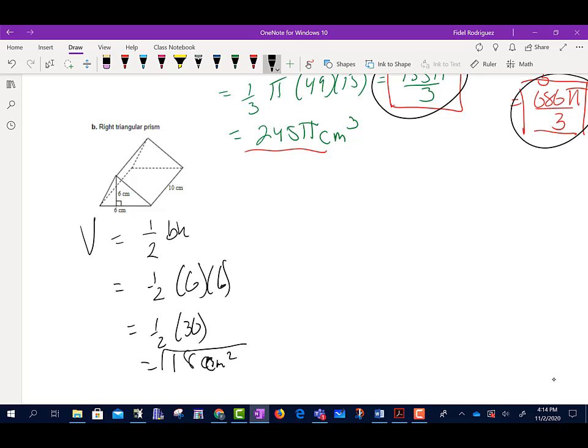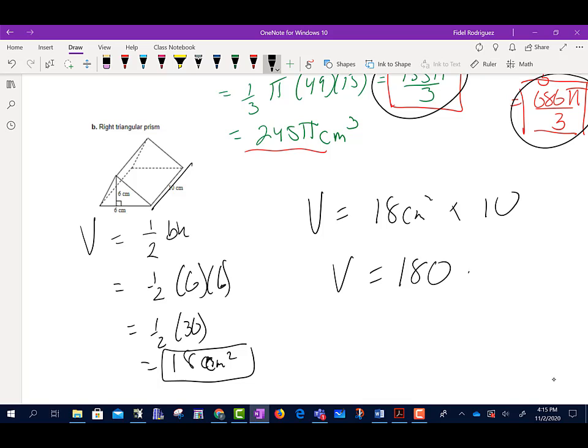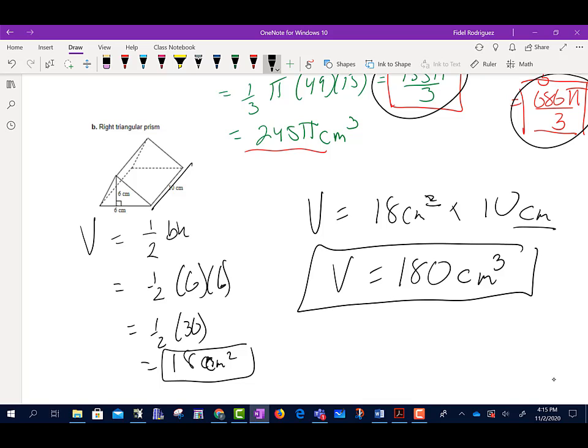Now that I know the area of this base, to find the volume, we're going to take 18 centimeters squared, and we're going to multiply it by that length there. So times 10, and that should give me 180 centimeters cubed, because this is also centimeters. So centimeters squared with another centimeters is going to give me centimeters cubed. Okay.